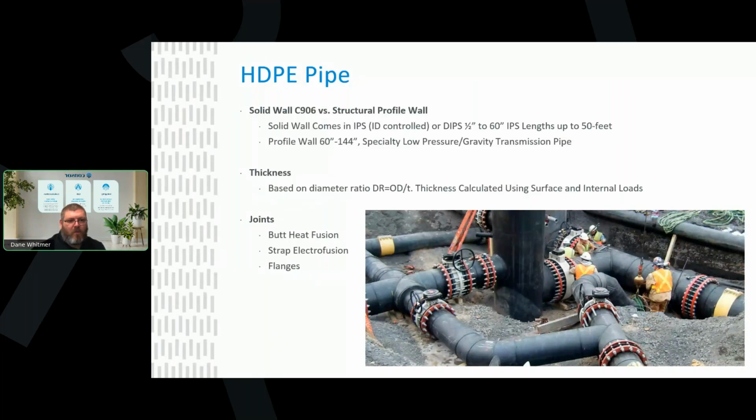There's a solid wall C906 pipe versus another type of pipe, which is structural profile wall. Solid wall goes up to typically about 60 inches, 64 inches. And then profile wall will take you up to 12-foot diameters. So really using that in specialty cases for low pressure, gravity, everything has its considerations for installation.